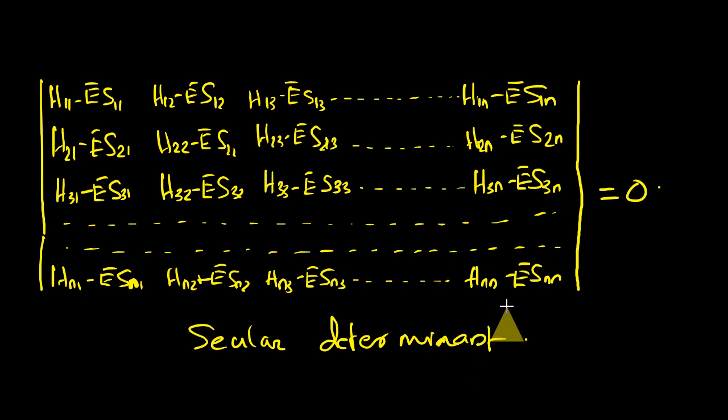Now you know how the secular equations and secular determinants will appear. And if you go for the solution of this secular determinant, then you will get n values of E bar. Since this is an nth order secular determinant, you will get n roots. That means you will get E1, E2, E3 etc. to En as the roots of the secular determinant. And you will choose the lowest value as the energy corresponding to the trial wave function.